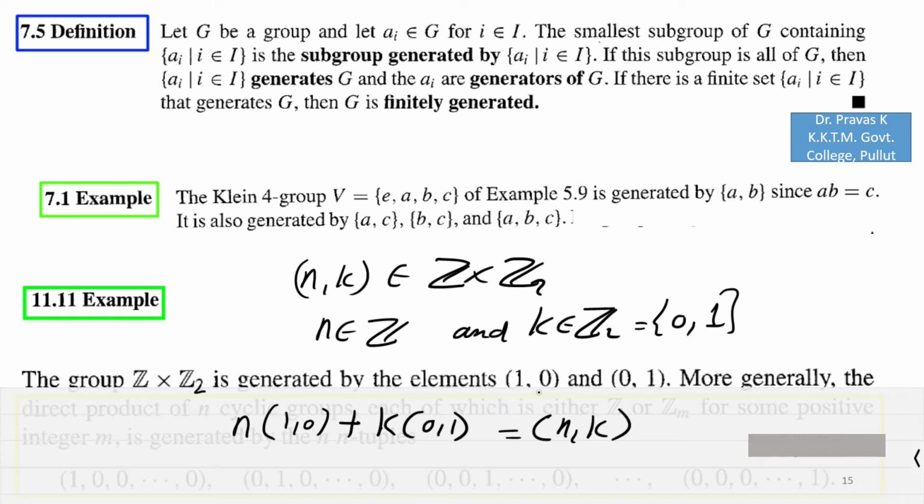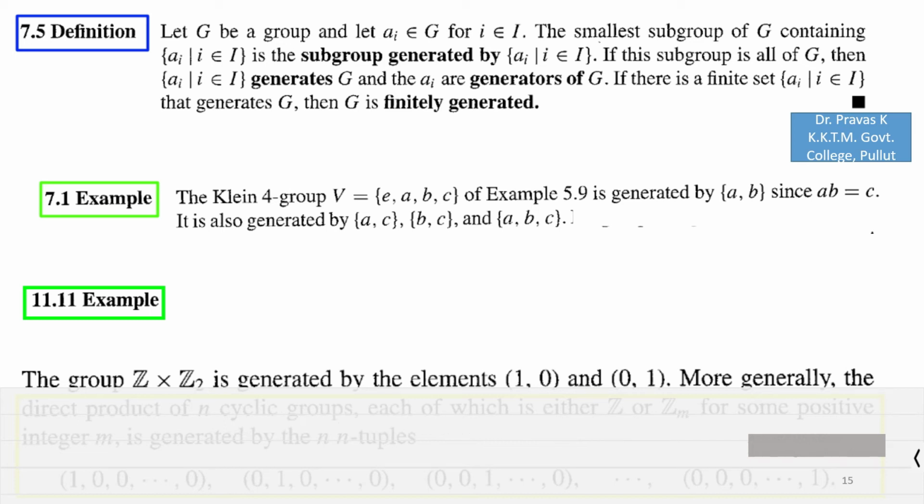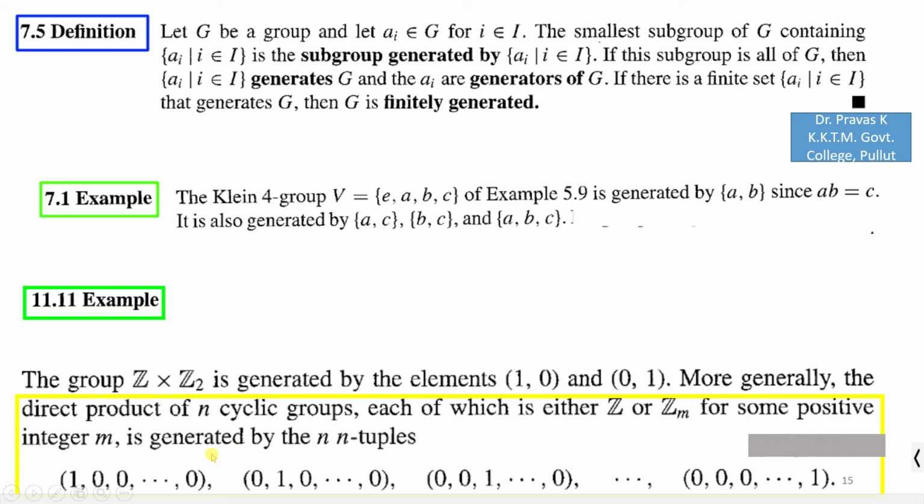So we can say that (1, 0) and (0, 1) generate the group Z cross Z2, and we can see that Z cross Z2 is finitely generated. In general, we can see that the direct product of n cyclic groups, each of which is either Z or Zm for some positive integers m, is generated by the n tuples (1, 0, 0, ..., 0), (0, 1, 0, ..., 0), (0, 0, 1, ..., 0), etc.